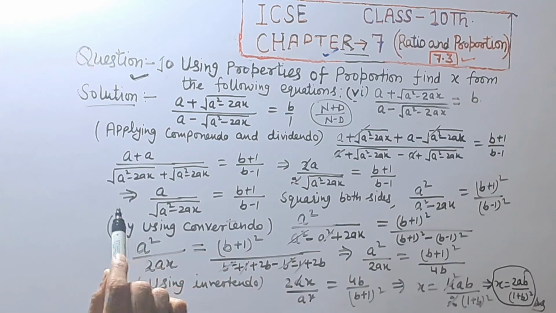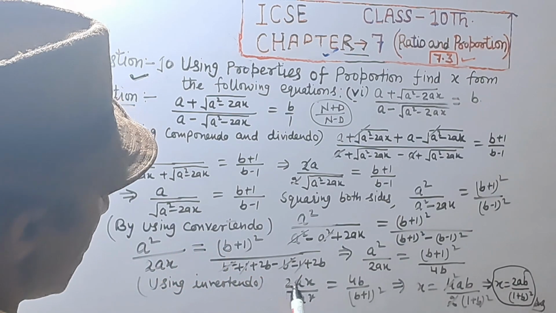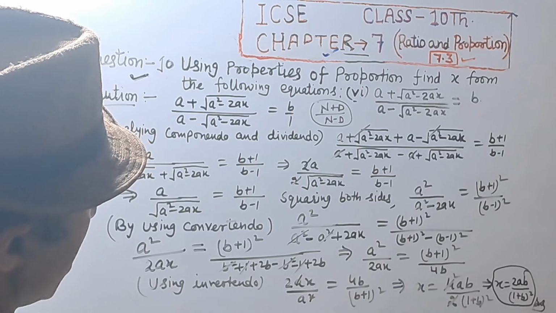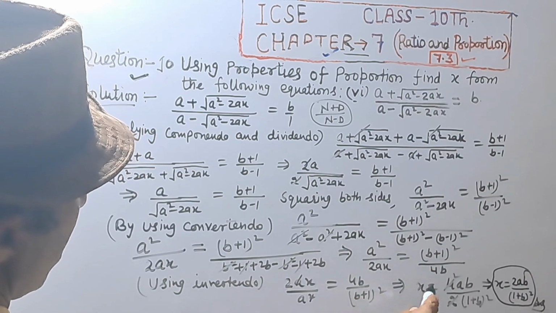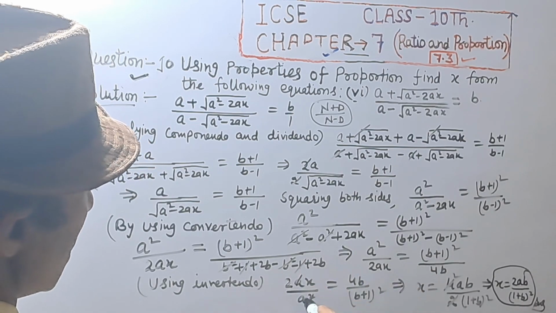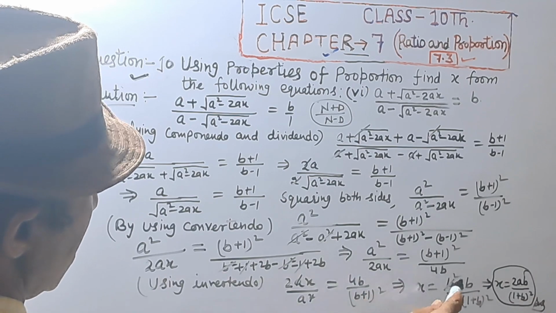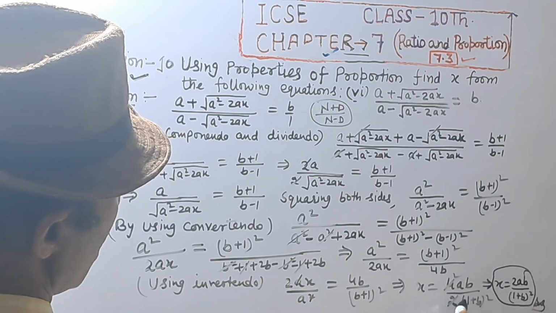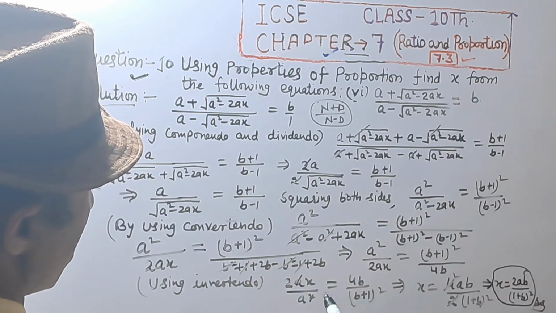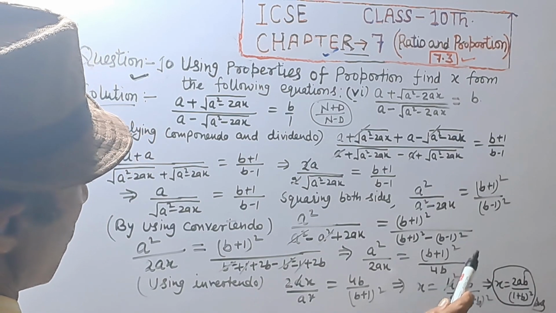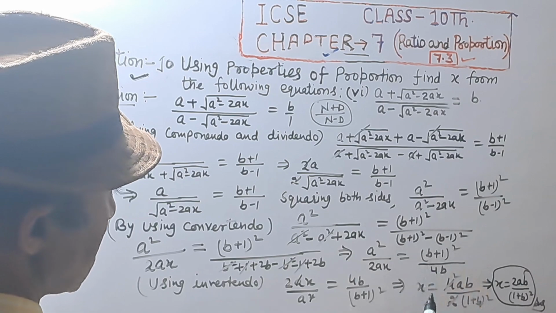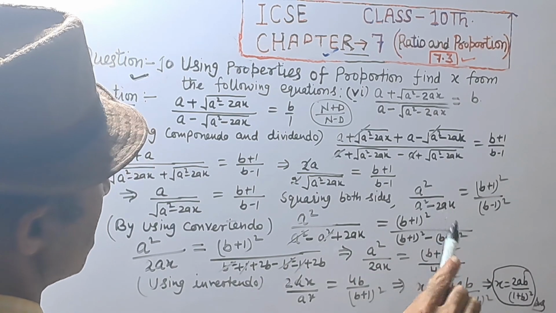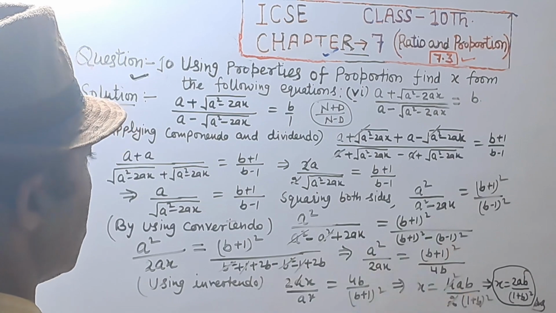Using invertendo rule, we get 2ax upon a² is equal to 4b upon (b + 1)², and we get the value of x is equal to 4ab divided by 2 into (1 + b²). 2 twos are 4, and we get the value of x is equal to 2ab upon (1 + b)². Answer. Thank you.